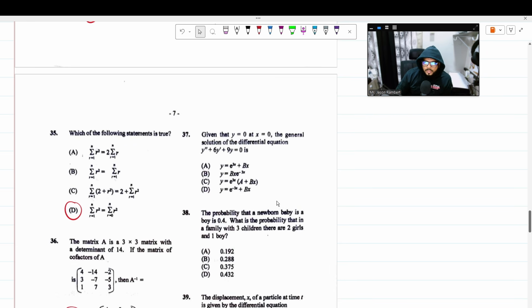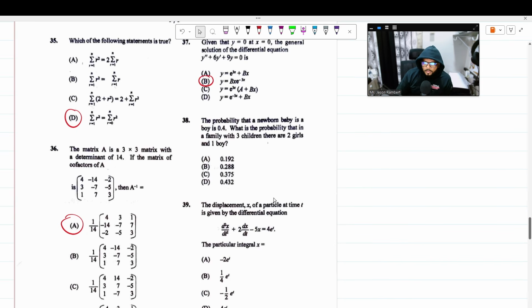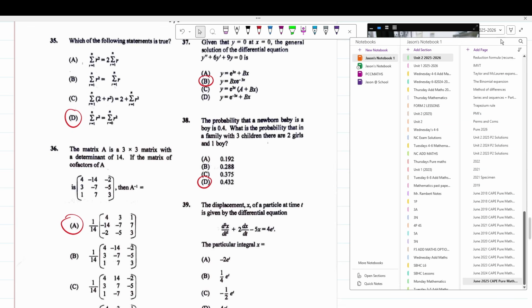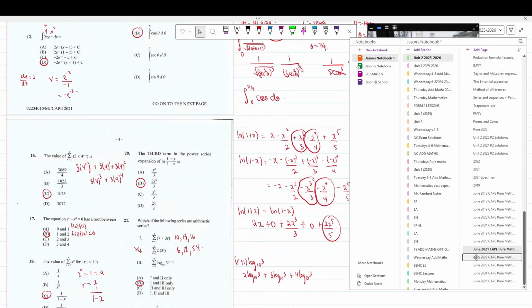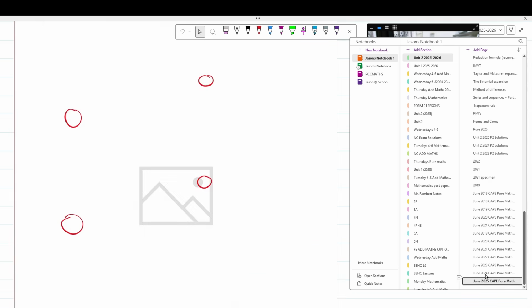Given that y is 0 and x is 0, so this is a repeat. B is the answer. 0.432 is the answer for this. I know this paper came in the last one as well, but it's easier to identify it from this paper here. Yeah, 0.432.